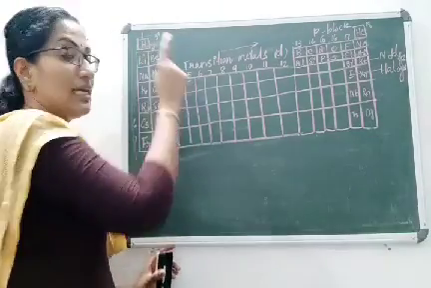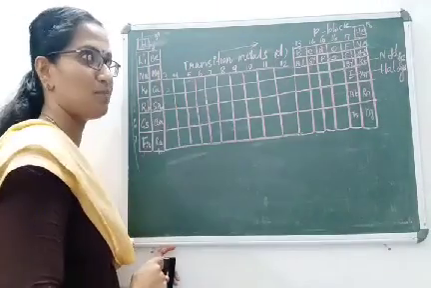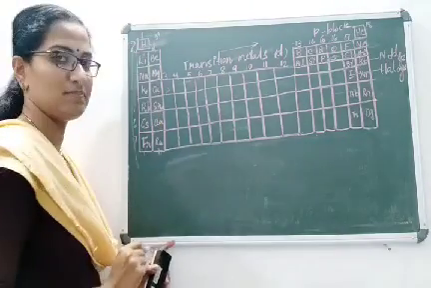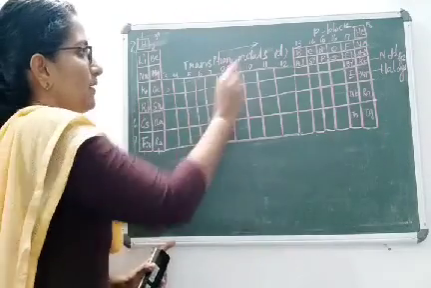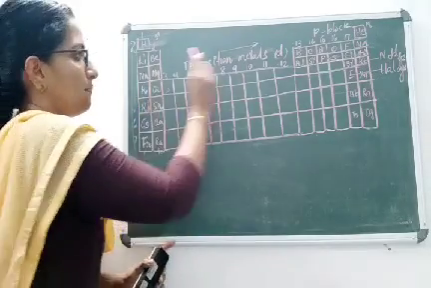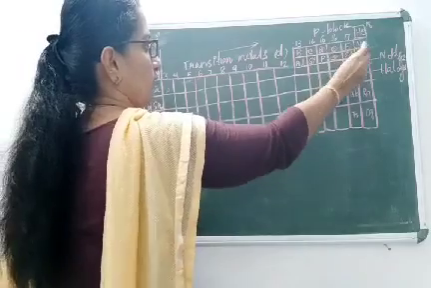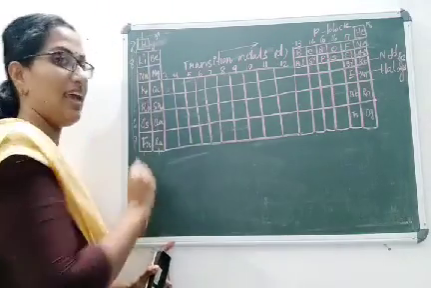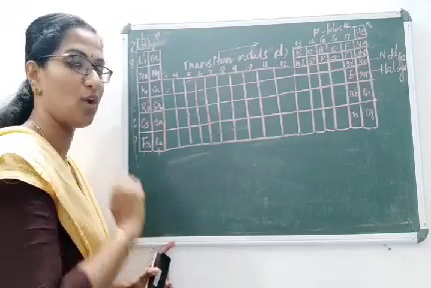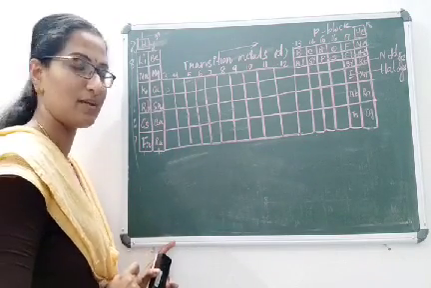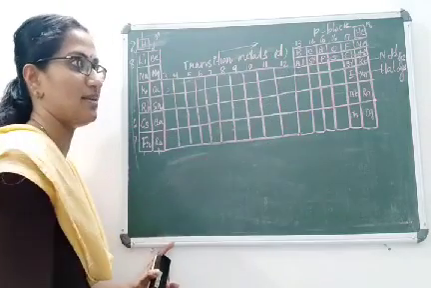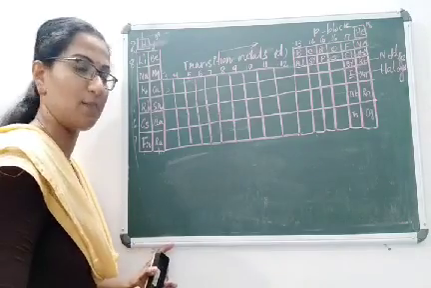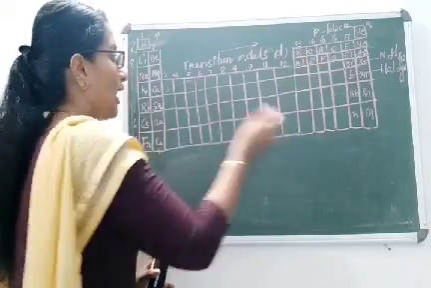So how many elements are present in the first row? In the first period, 2 elements are present, right? Hydrogen and helium. Now look at the second period. What are the elements of the second period? Lithium, beryllium, boron, carbon, nitrogen, oxygen, fluorine, neon. You can see 8 electrons in the outermost shell according to the Bohr-Bury rule. So how many elements are present in the second row? 8 elements.